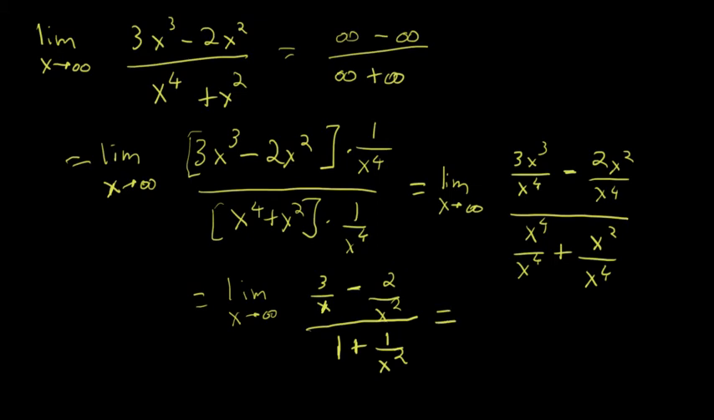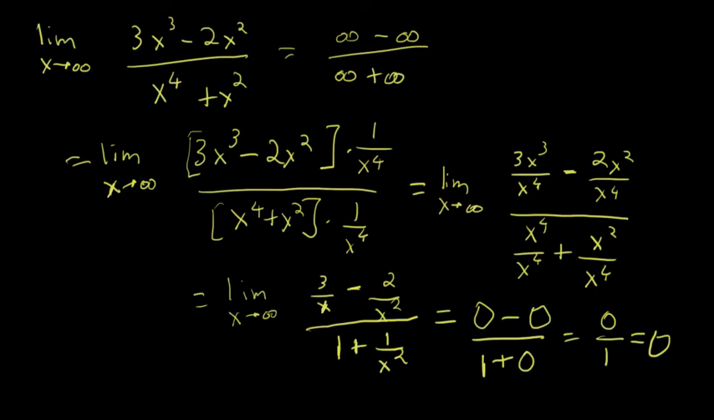So let's look at this limit here. As x goes to infinity, 3 over x becomes a really small number and goes to 0. 2 over x squared, what happens to it as x gets bigger and bigger and approaches infinity? Well, x squared gets bigger and bigger, so 2 divided by x squared is going to get smaller and smaller, and closer to 0. Limit as x tends to infinity of 1 is just 1. 1's not going to change, it's not a function of x. 1 over x squared, what happens to it as x gets bigger and bigger? Well, x squared is going to get bigger and bigger, so 1 over x squared is going to get closer and closer to 0. So you have 0 minus 0 is 0, over 1 plus 0 is 1, is 0 over 1, which is 0.